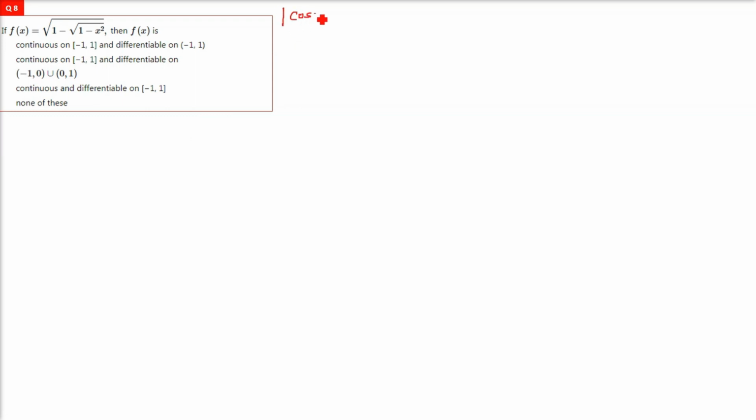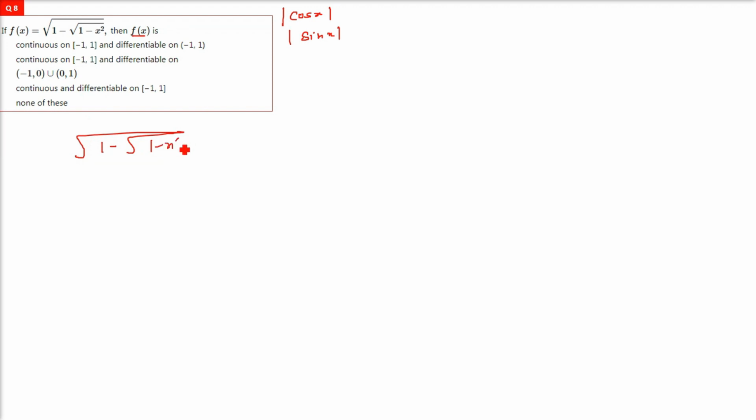Now we will be talking about the cos|x| and sin|x|. There will be a question. We have discussed it, but I will give you a brief explanation of that, but this will take later. So this question, f(x) is equal to under root of 1 - under root of (1 - x^2). Then f(x) is, there are multiple options being given. And please note that the options are -1, 1 and 0.